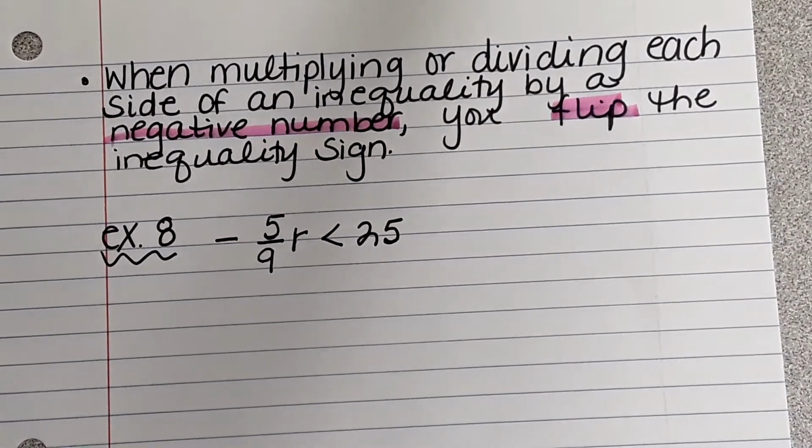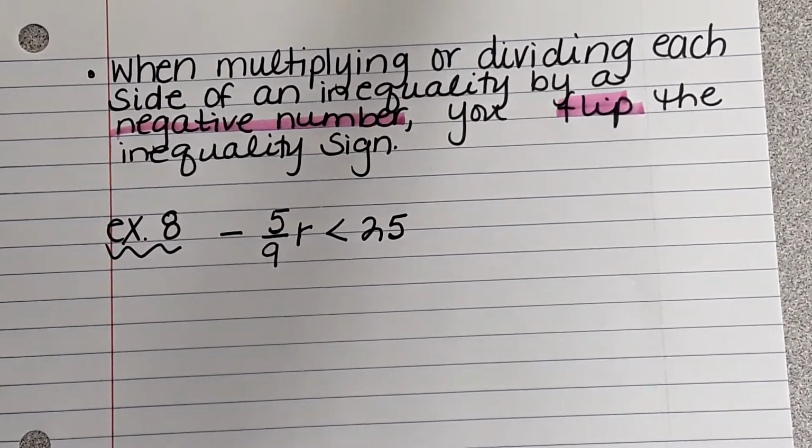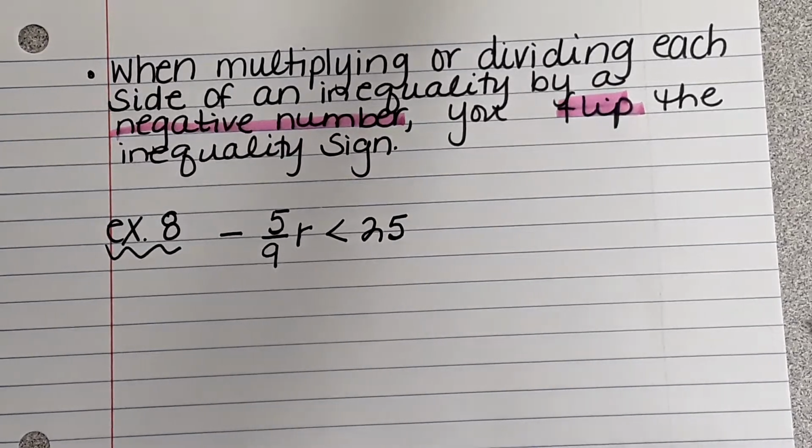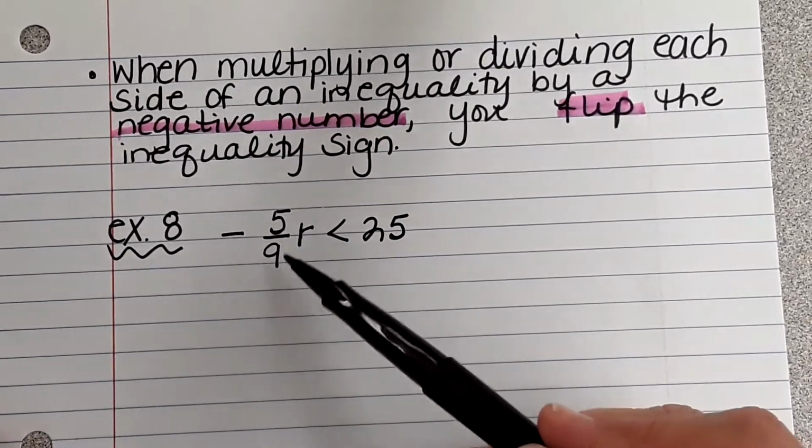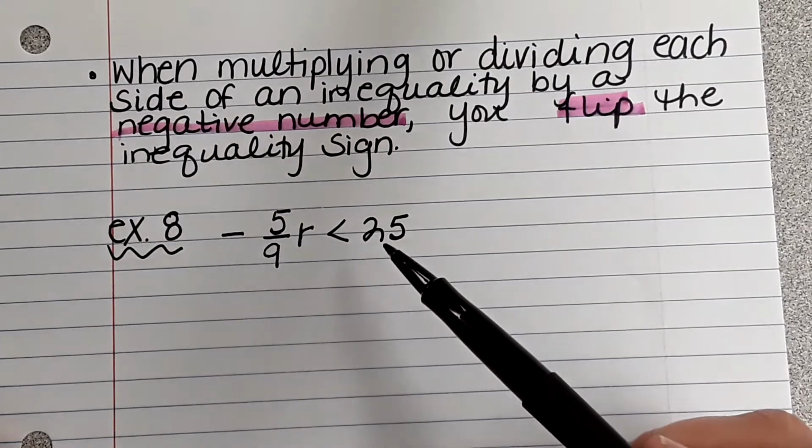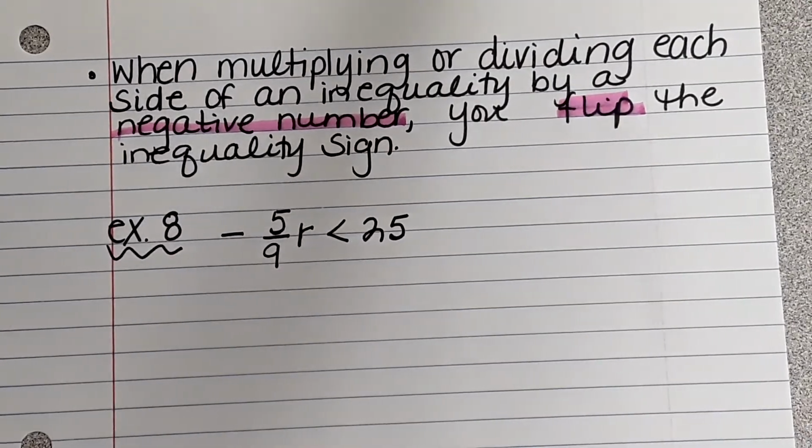We'll do this fraction one. Okay, you guys. So, I got negative 5/9 r is less than 25. How many negative signs do you see? 1. That means you either need to make the 5 negative or the 9 negative. You're not making them both negative. You make one negative, okay?